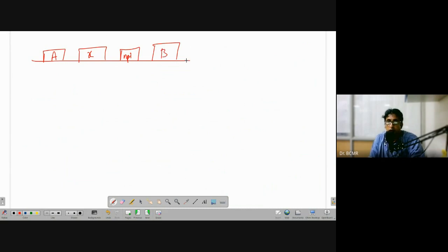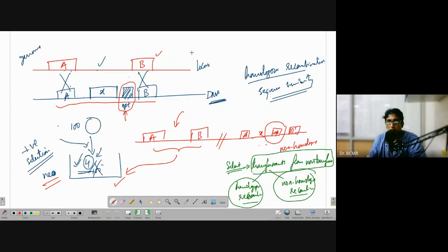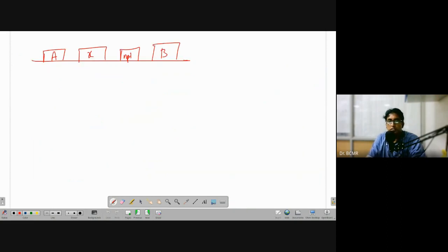So there are some more things. We have two things to do. First is we should be able to separate homologous recombinants from non-homologous recombinants. To eliminate the non-homologous recombinants, we can use thymidine kinase. How we do that is we will put the thymidine kinase gene here.